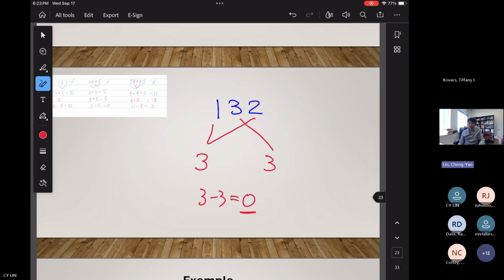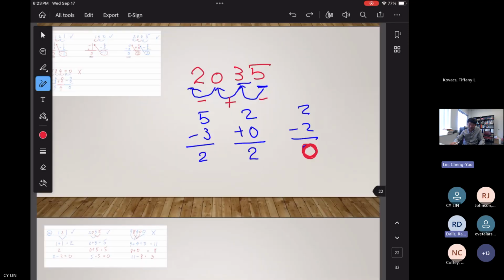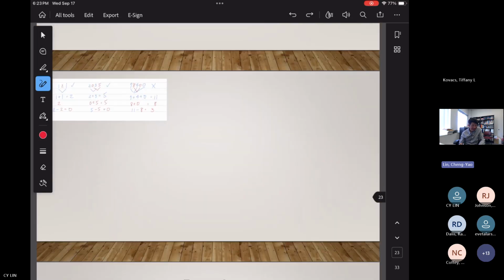I like the second method. What do you think? I like the second method better. Everybody likes the second method. How about 2035? Okay, try it. Which one is faster? I like the second one. Yes, that's divisible. That's much faster, right?